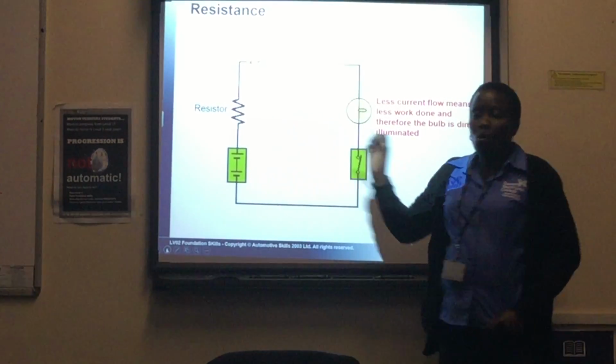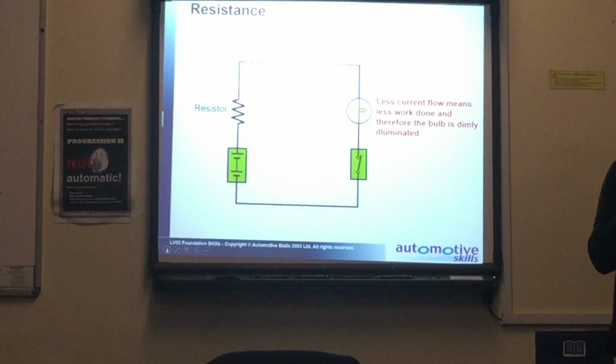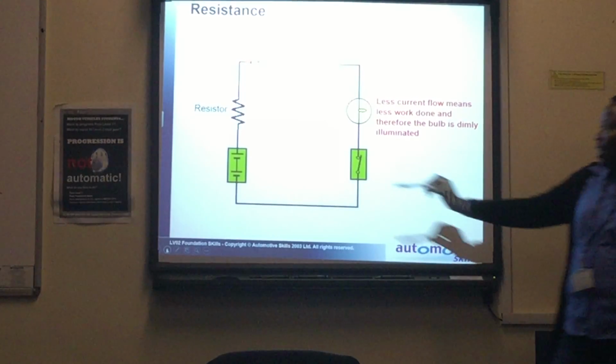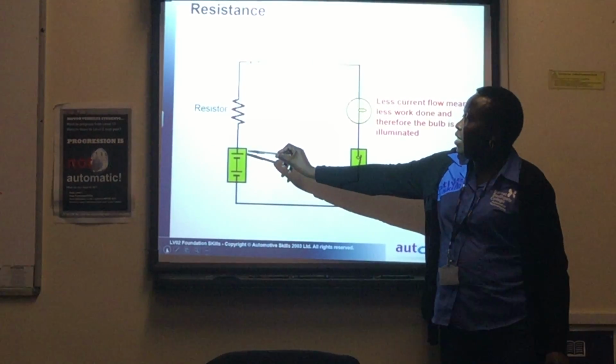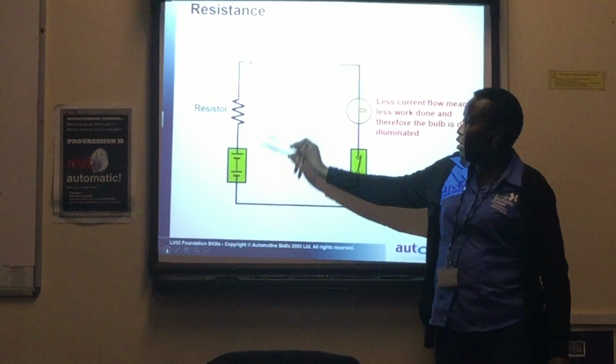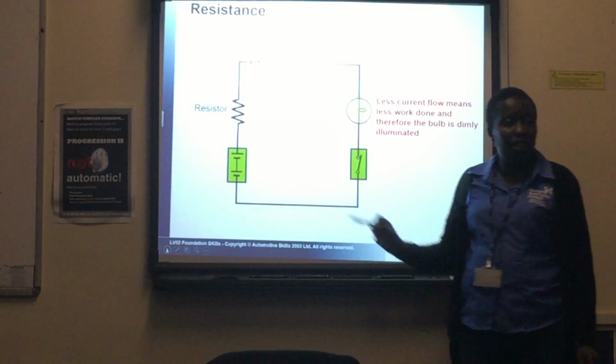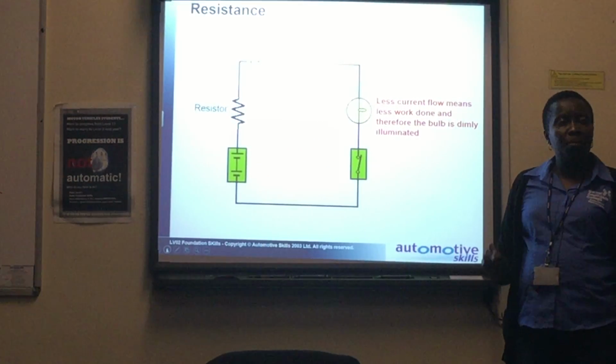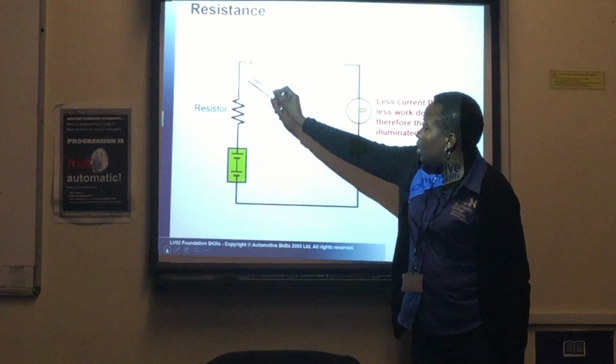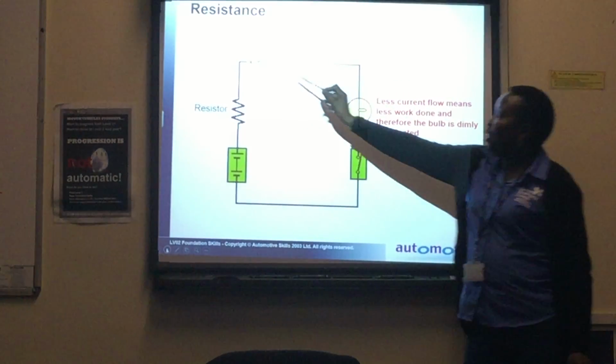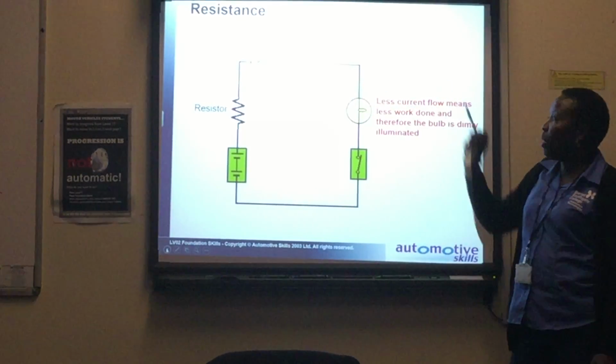Right, so current will always flow from a place of high or more electrons to a place of less electrons. In this case, this long line shows the battery positive and that is the battery negative. So all the time current will flow that way. That is the fuse, that is the bulb.